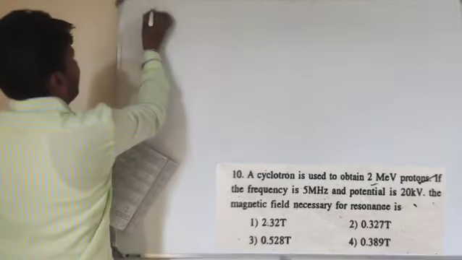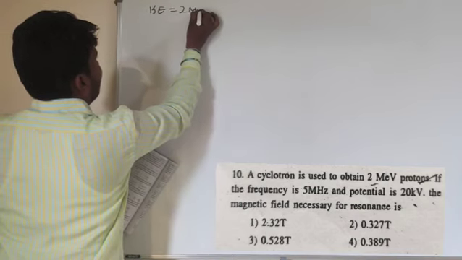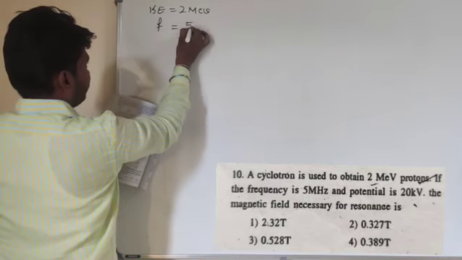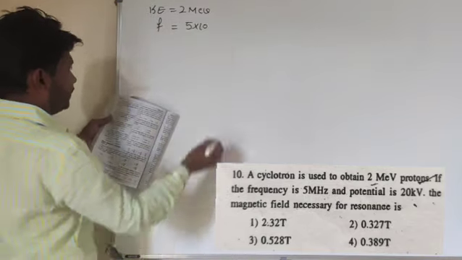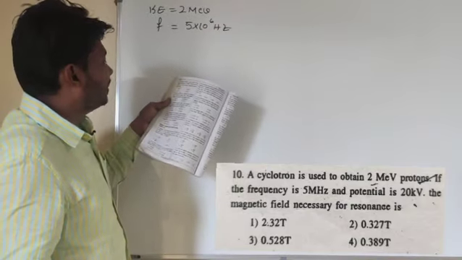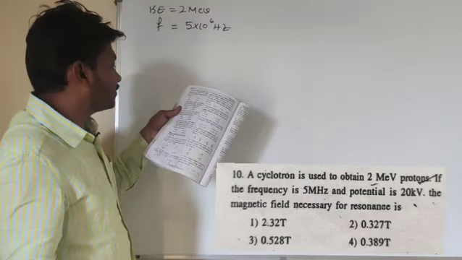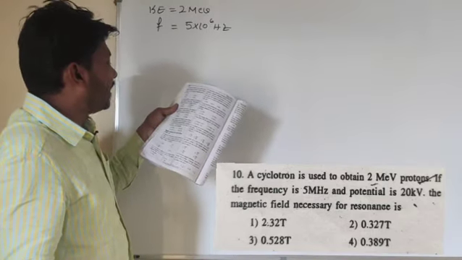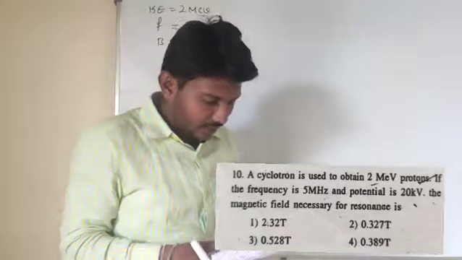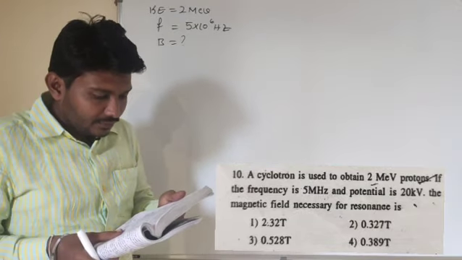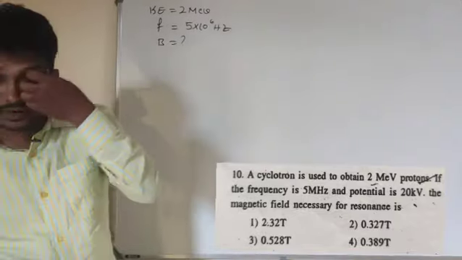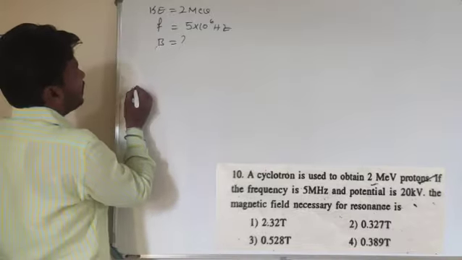Look at here. In order to get that 2 mega electron volt energy, we are having the frequency 5 megahertz, 5 into 10 to the power of 6 hertz here, and the potential value, so there is no use of the potential value in this question. The magnetic field necessary, which thing I need to find out here? I want to find out the magnetic field value here.